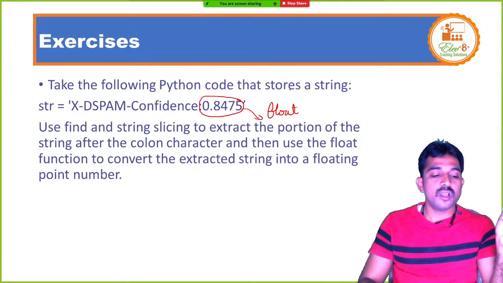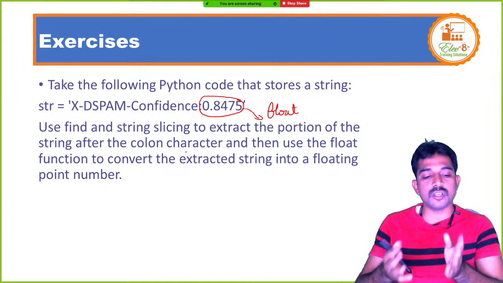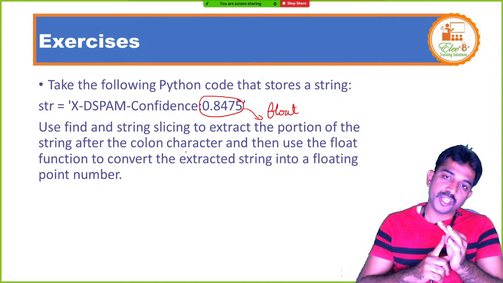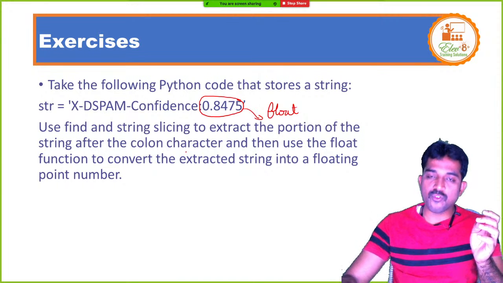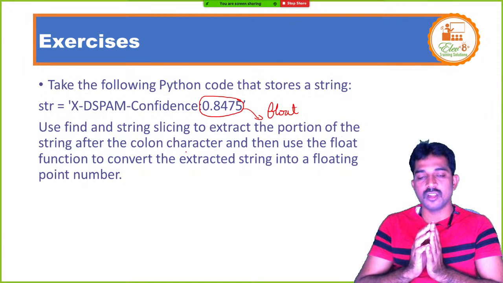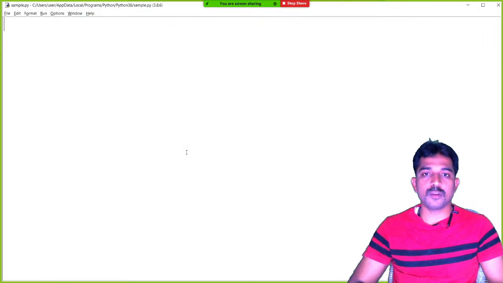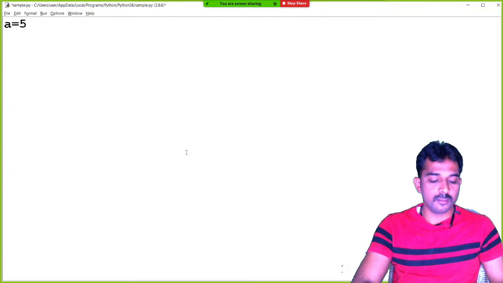They have given some hints: find the string, use slicing to extract the portion of the string after the colon. Use the float function to convert the given data, using slice, or you can also use split. Anything you can manage. First we will see format specifiers on the editor. After that we will solve this exercise.